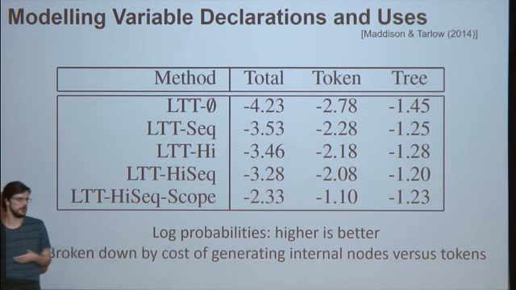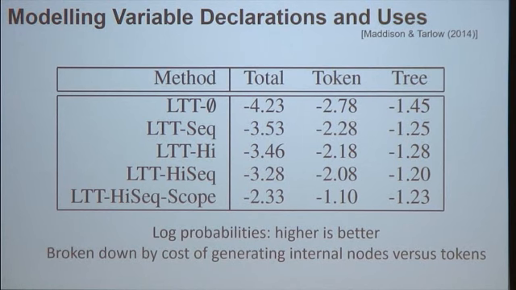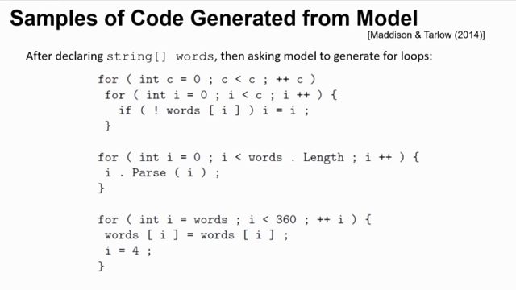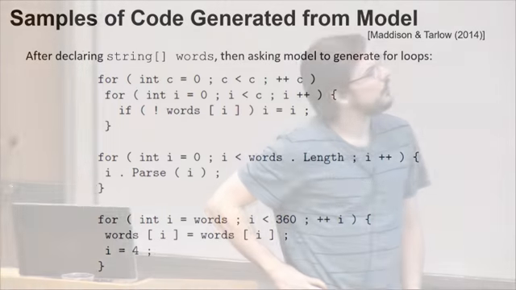This is what you would expect, in that if you know what variables are in scope, it becomes much easier to generate variable names inside your code model. So just to show you samples from this model of what it looks like: imagine in the previous line you declared an array of strings called words. This gets put into scope, and now we'd like the model to generate for loops. And this gives you, I think, a reasonable sense of what comes out of this model.